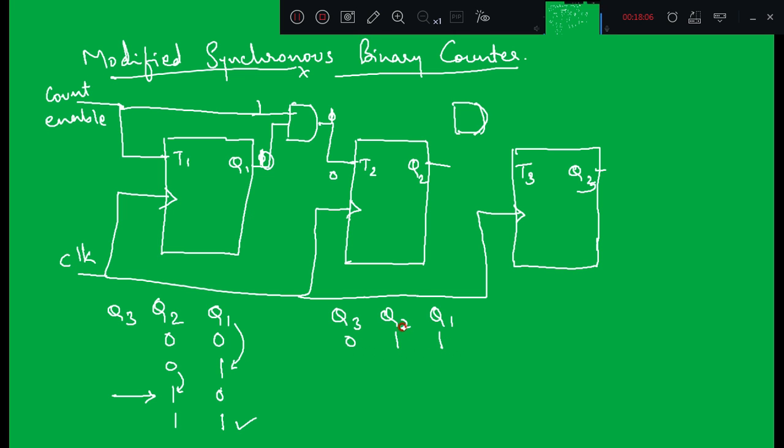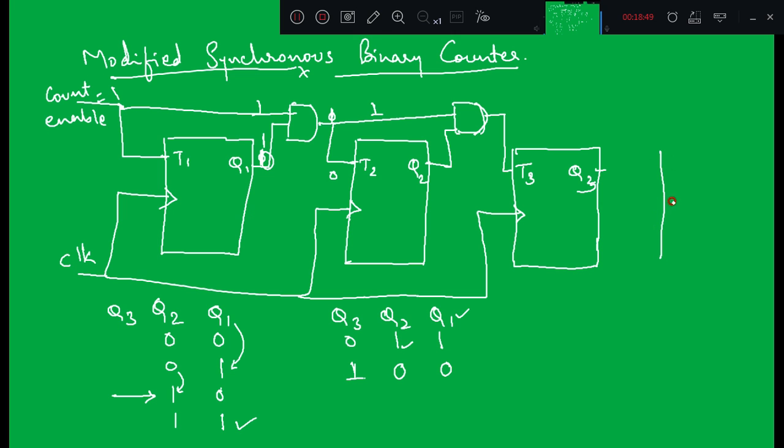So 0 1 1. Now I have to toggle. Q1 will toggle because count enable is equal to 1, right? Q2 also has to toggle, that means the previous state of Q1 was 1 and count enable is 1, so 1 and 1 is equal to 1, T2 is 1, Q2 also toggles, that is correct. Q3 has to toggle, that means this is 1, right? So this I can connect directly to an AND gate, and Q2 I can connect to the AND gate. What was the previous value of Q2? Q2 was 1, so 1 and 1, T3 is equal to 1, so Q3 toggles, right?